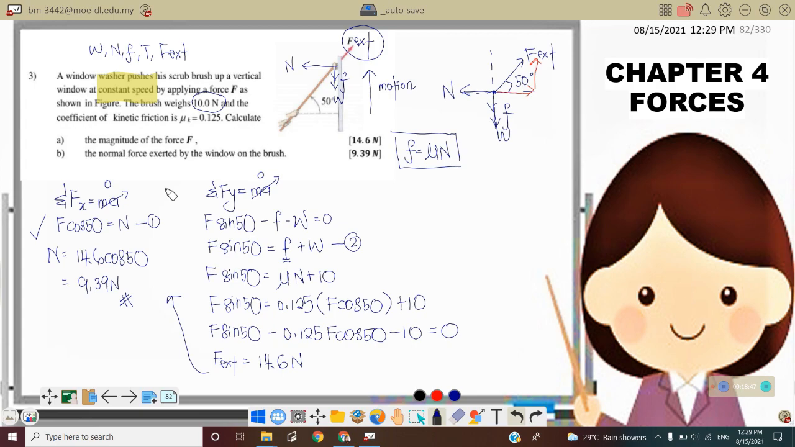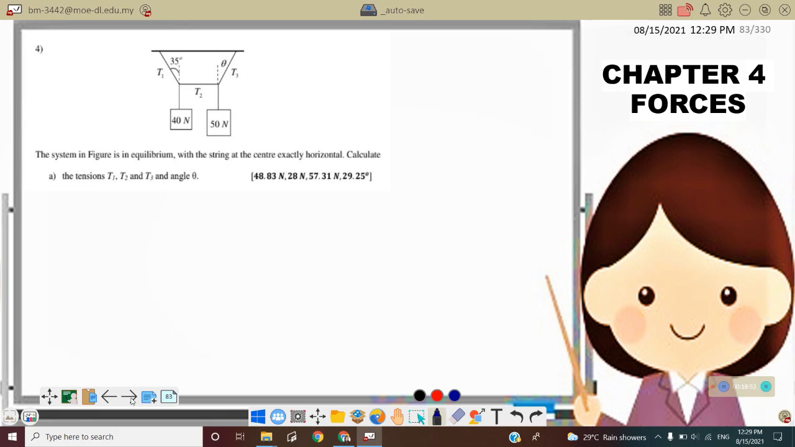Okay, so this is for question number 3. Next, we go to question number 4. Question number 4, the system in the figure is in equilibrium. So again, the question says equilibrium, meaning that it is balanced, with the string at the center exactly horizontal. Calculate tension 1, tension 2, tension 3, and the angle.